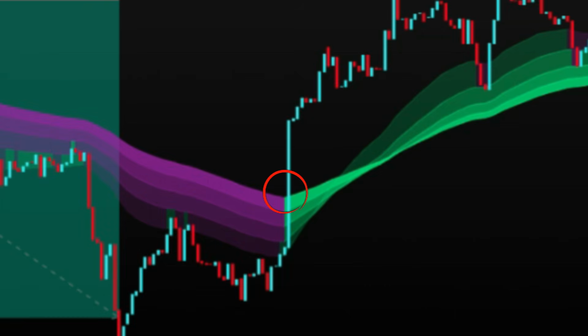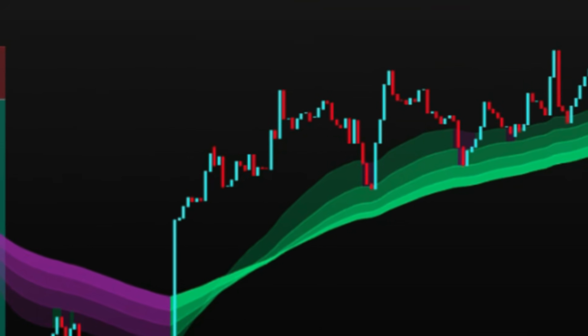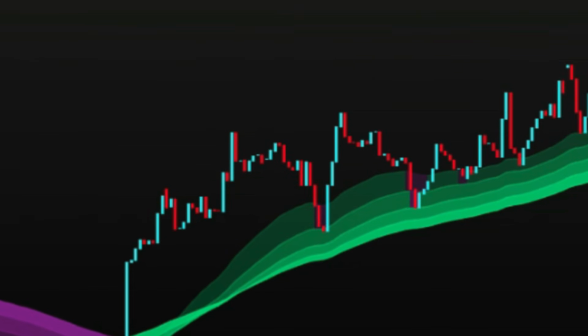Then right after that, when the candles change direction and break above the green band, it signals a momentum shift, which means the candles start pushing higher and making new highs, giving you another strong long opportunity.